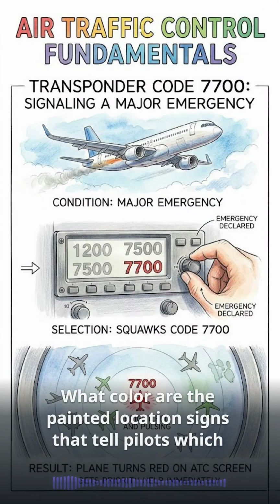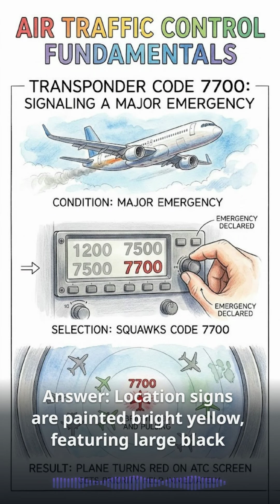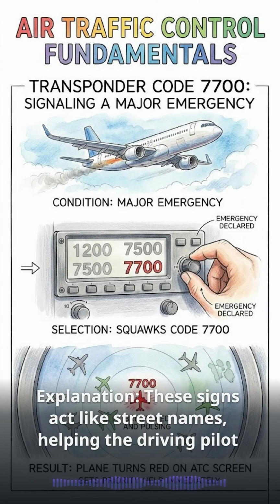37. What color are the painted location signs that tell pilots which taxiway they are on now? Location signs are painted bright yellow, featuring large black letters to show the current taxiway name clearly. These signs act like street names, helping the driving pilot follow the controller instructions on the ground.